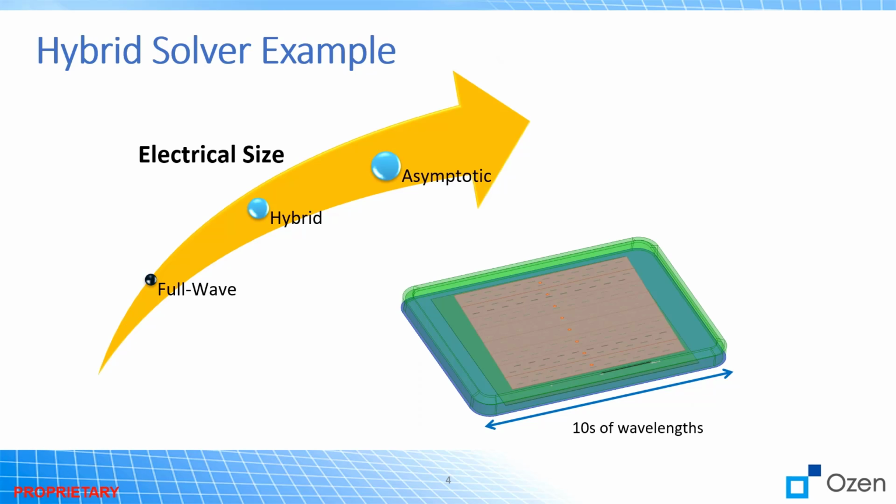As an example of how the solvers can be used together, we can model an advanced antenna such as this millimeter wave waveguide slot array using the full-wave finite element method. This type of design may have an electrical size in the range of tens of wavelengths.